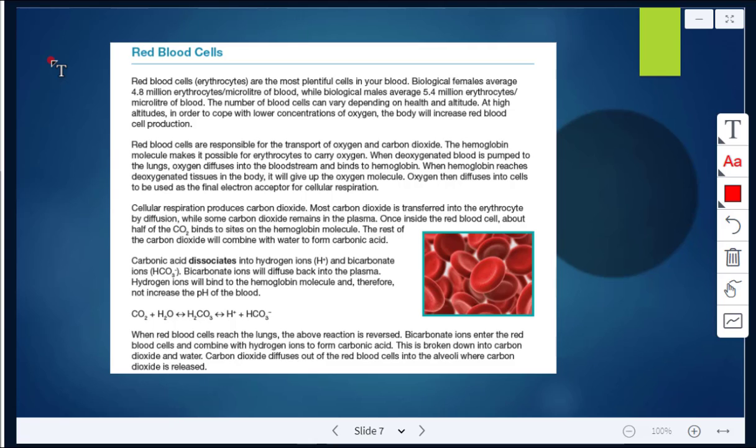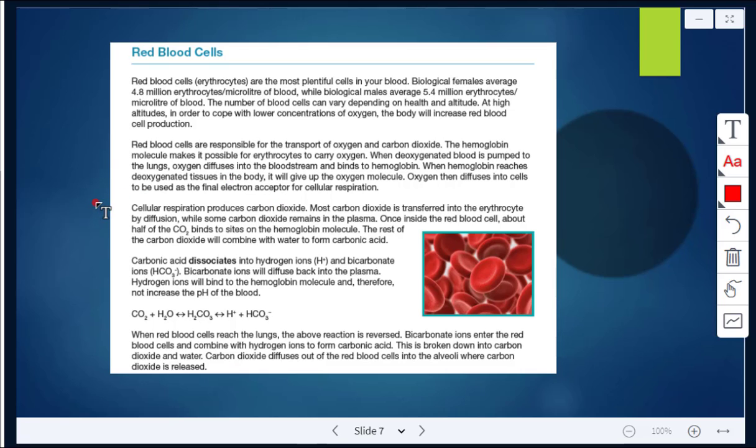So red blood cells are responsible for the transport of oxygen and a little bit of carbon dioxide. The hemoglobin molecule makes it possible for erythrocytes to carry oxygen. When the deoxygenated blood is pumped to the lungs, oxygen diffuses into the bloodstream and will bind to the hemoglobin. And then when hemoglobin reaches the deoxygenated tissues in the body, it's going to give up the oxygen molecule. The oxygen will diffuse into the cells to be used for cellular respiration, that final electron acceptor for cellular respiration.